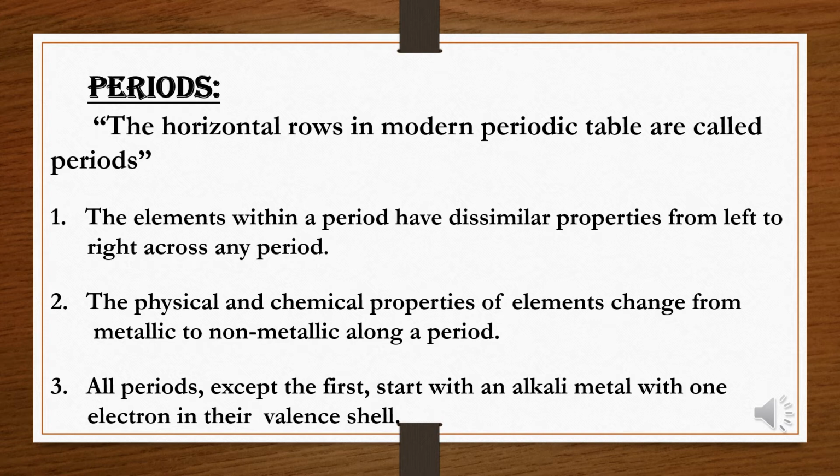The physical and chemical properties of elements change from metallic to non-metallic along a period. All periods except the first period start with an alkali metal with one electron in their valence shell. And what is a valence shell? The last shell of any element is the valence shell, the shell which is responsible for losing or gaining electrons from other elements.